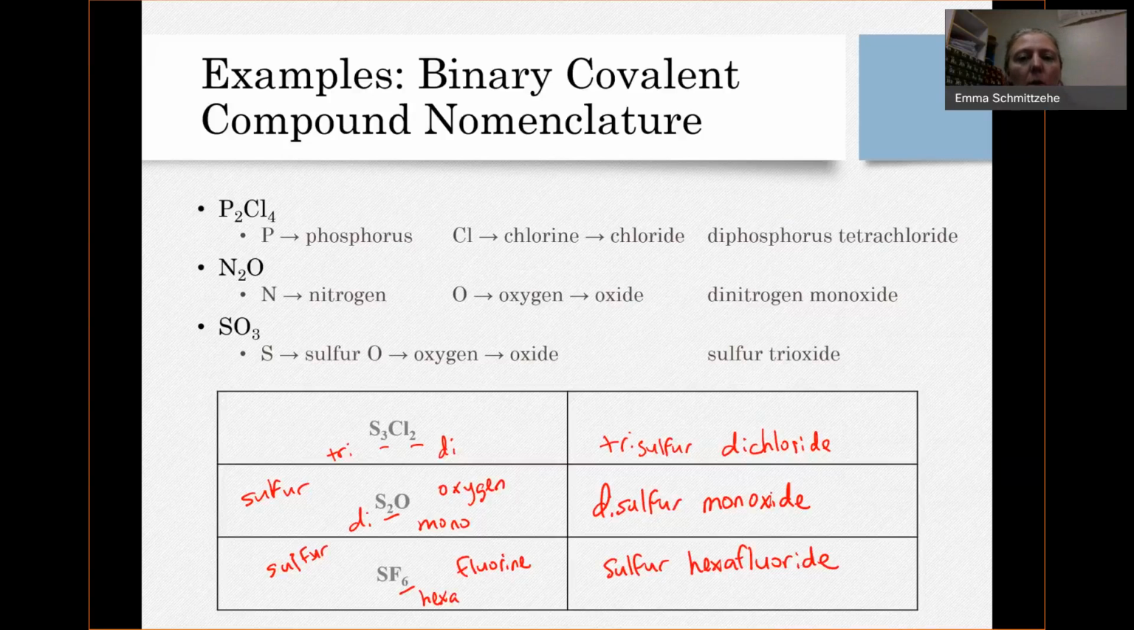Okay, so that should be hopefully enough to get you started at least, to get you to understand this. So you should be able to reverse all of these, but the reversal for binary covalents usually is a little more obvious for people, because you just need to convert names to element symbols and then make those prefixes into subscripts. Okay, so that's binary covalent compound nomenclature.